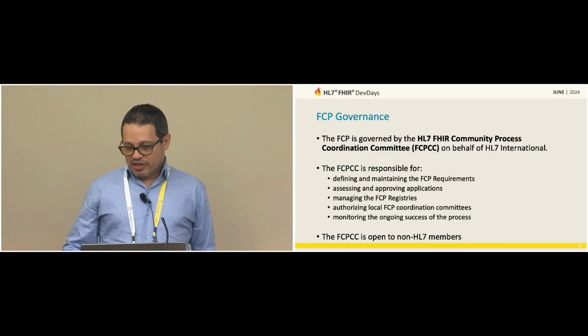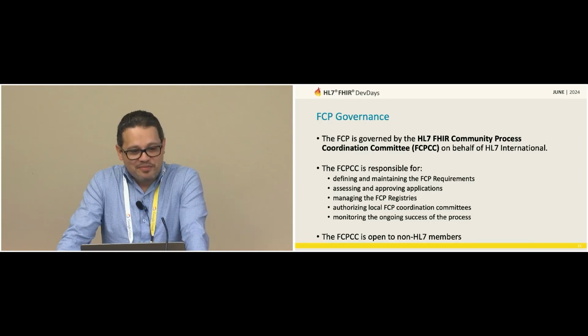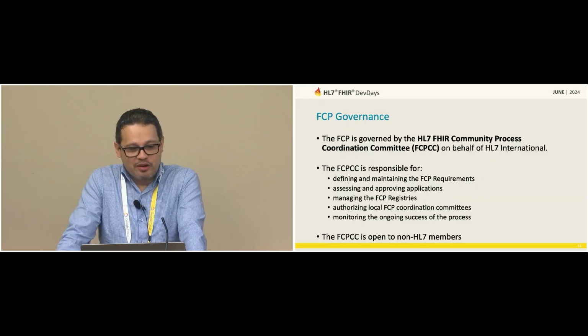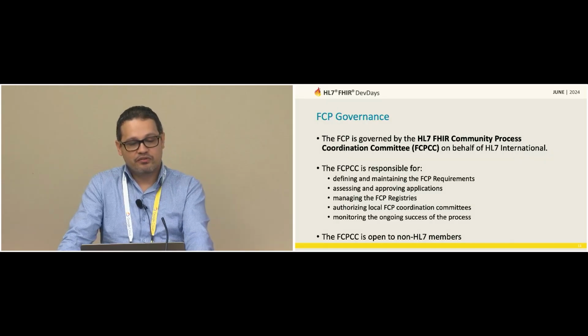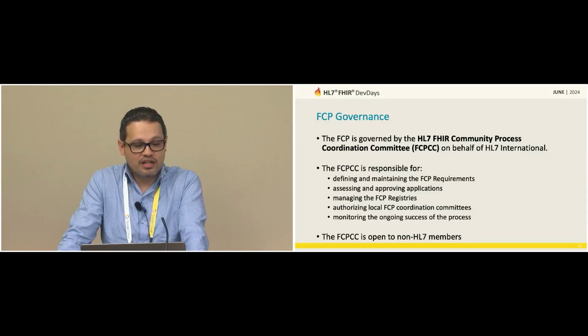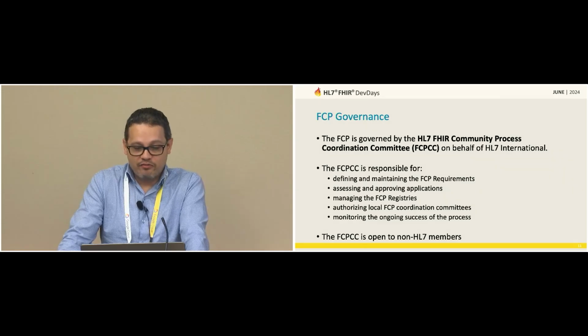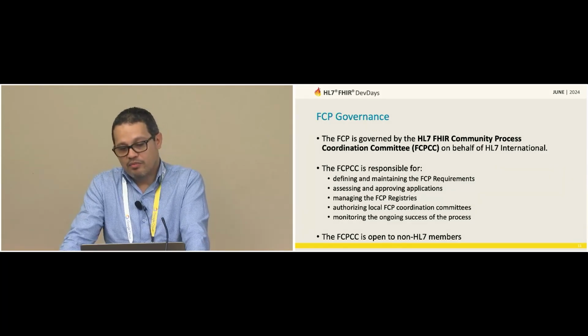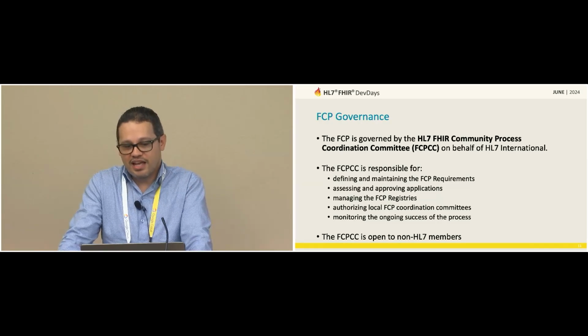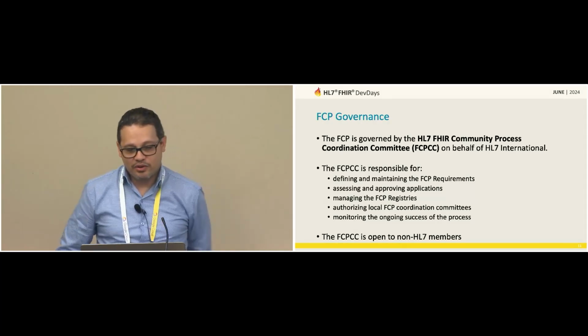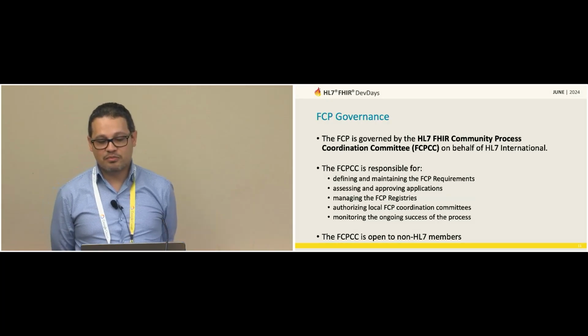Now, governance, my favorite word. The FCP is well governed, I'm very pleased to say, and it's governed under HL7 by the HL7 FHIR Community Process Coordination Committee, or the FCPCC, on behalf of HL7 International. Currently, the FCPCC has 5 members. Graham Grieve, the creator of FHIR, chairs the committee. Dan Reuben, who's here with us today, is a member, as is Diego Kaminka, the Deputy Chief Standards Implementation Officer.